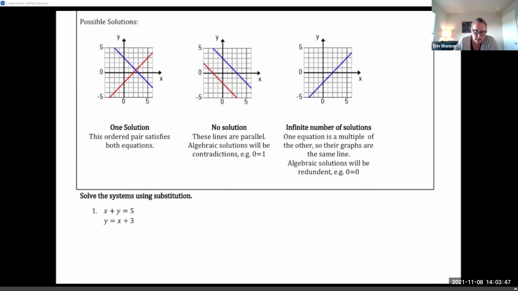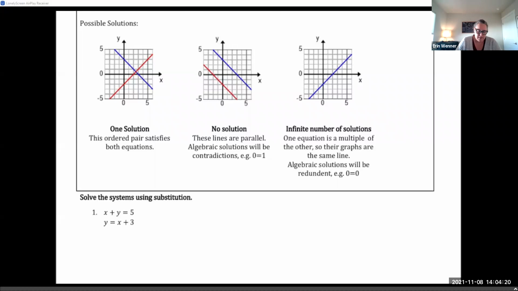It's possible that we'll get no solution. And when we're solving these algebraically, we're going to get some sort of weird contradiction that's something like 0 equals 1 or 3 equals 5 or something that's just not true. And that's going to lead you to say that there's no solution. And that's where, again, we would have parallel lines. Or we can get an infinite number of solutions, which is where we get something that's redundant. And that's where, for the example, I have 0 equals 0, or we'll get 1 equals 1, or something along those lines.